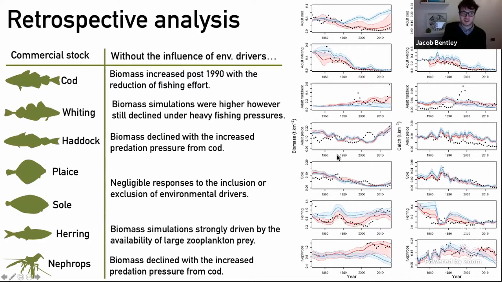But with herring, we found that without the environment, it didn't have these troughs here with the decreases, which was due to the low availability of zooplankton prey. So this was an impact of there not being enough prey for the stock that led to these decreases. And Nephrops again showed a greater decrease without environmental variability, again because of the increased predation pressures. So what we were finding was there were direct impacts of temperature, but also the impacts of predator-prey interactions were strongly driving the trends throughout the model.